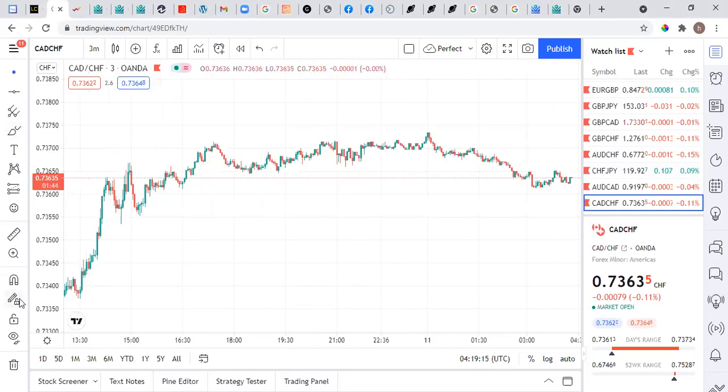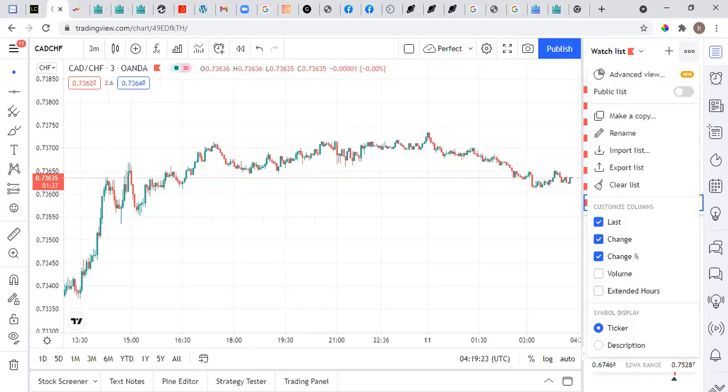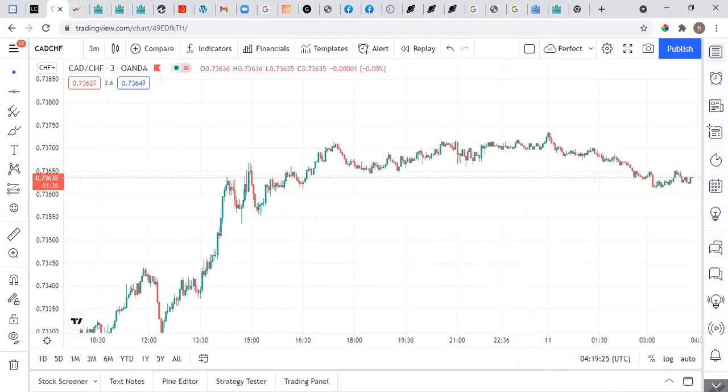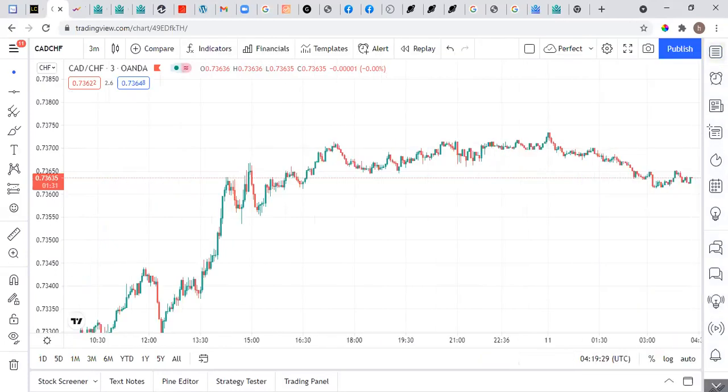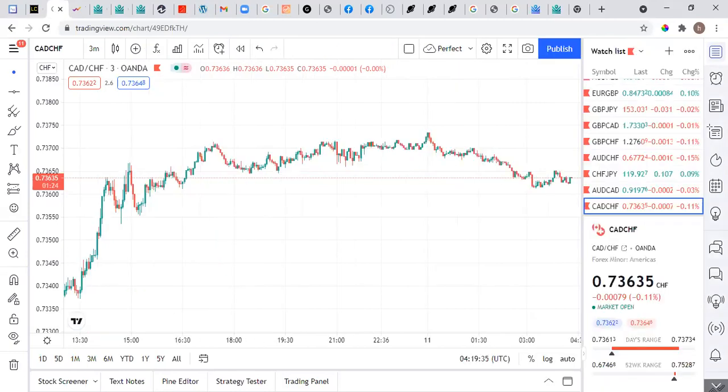all of this. Okay, you're going to see all of these tools here. You might not see this watch list. There's a way you can easily add a watch list. If you can see this icon here at the top right corner, you can click it. It's probably going to give you the watch list.